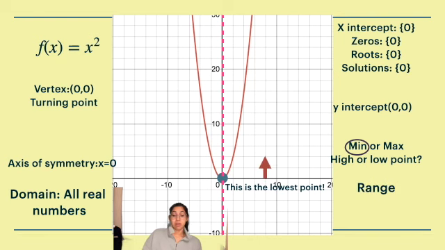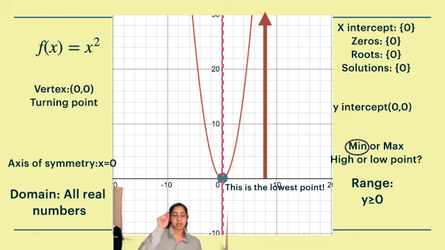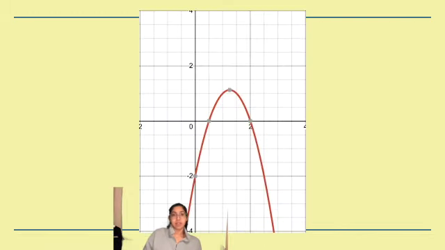Now let's look for our range. So remember, range is bottom to top. I can see that I have nothing below that 0. So my range is y is greater than or equal to 0, because it does touch that point, but it just bounces back up. Okay, and that's it for that.